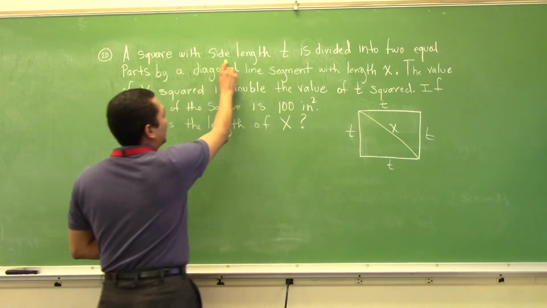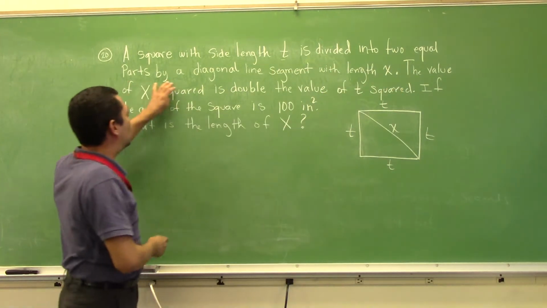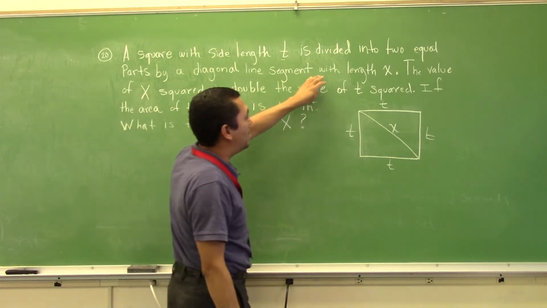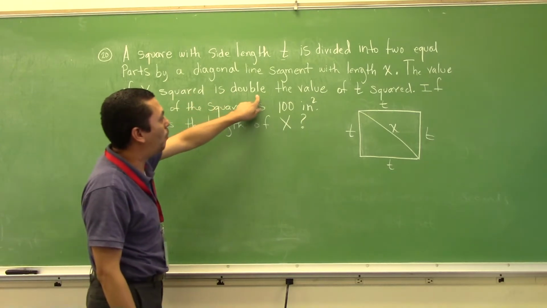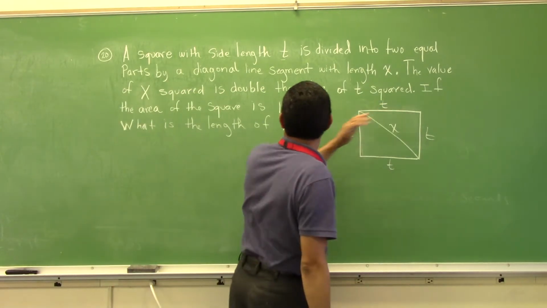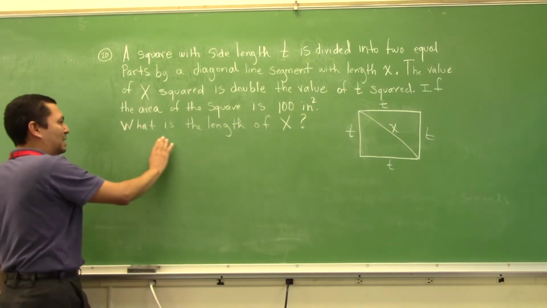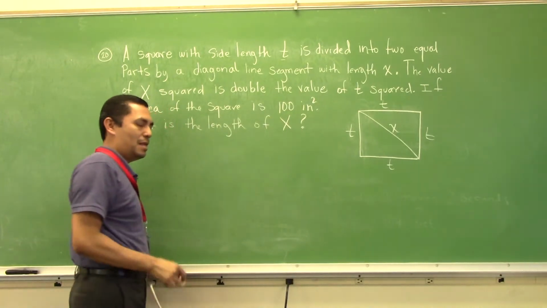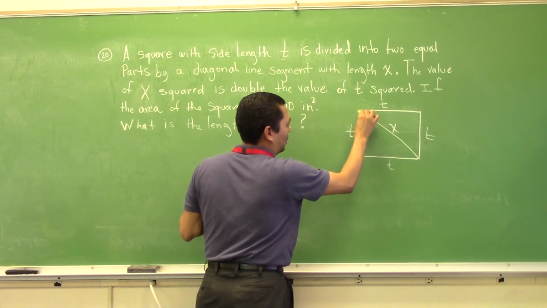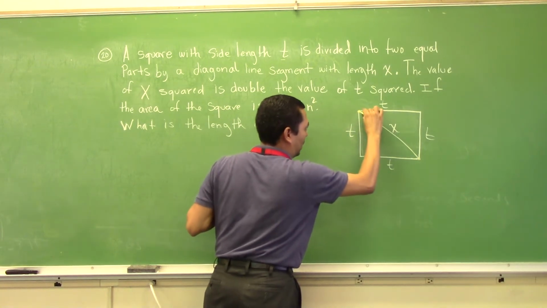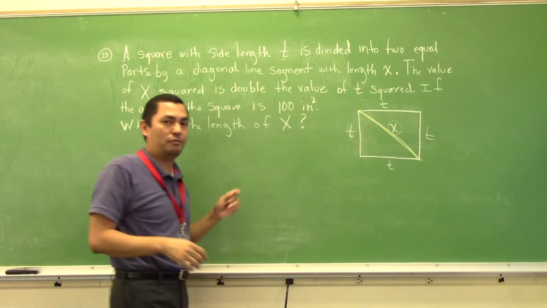A square with side length t is divided into two equal parts by a diagonal line segment with length x. The value of x squared is double the value of t squared. If the area of the square is 100 inches squared, what is the length of x? What they're asking me is the measure of this diagonal. How long is this one? So I need to find the value of x.